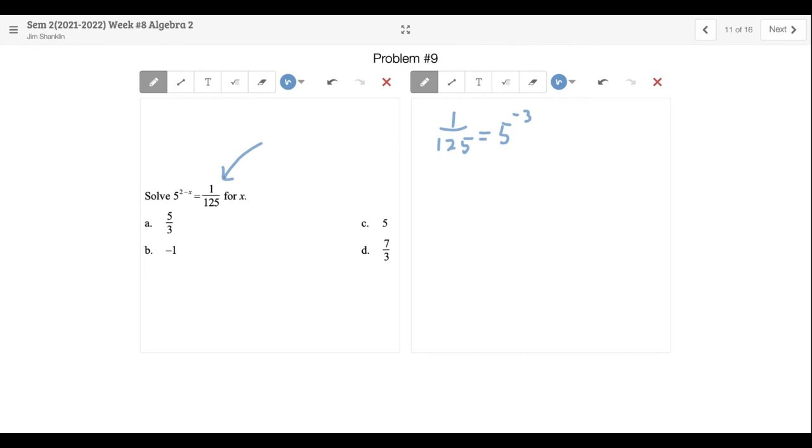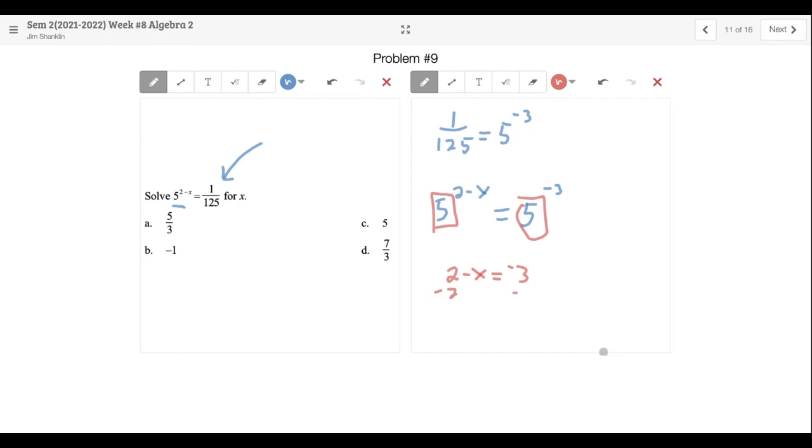If you knew that, this is a pretty easy problem, because now the left-hand side didn't change. It's still 5 to the 2 minus x is equal to 5 to the negative third. I just rewrote the problem so the bases are the same. The bases are the same. So if the bases are the same, you set the exponents equal to each other. And you solve, and that's your answer.